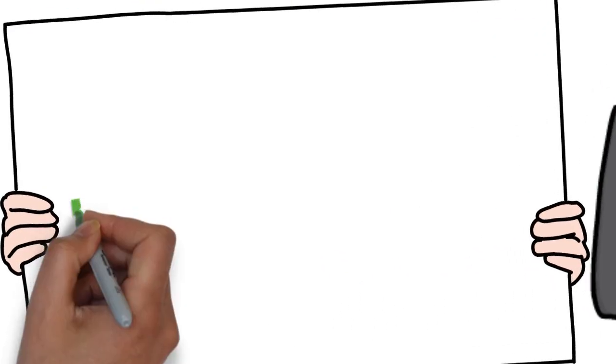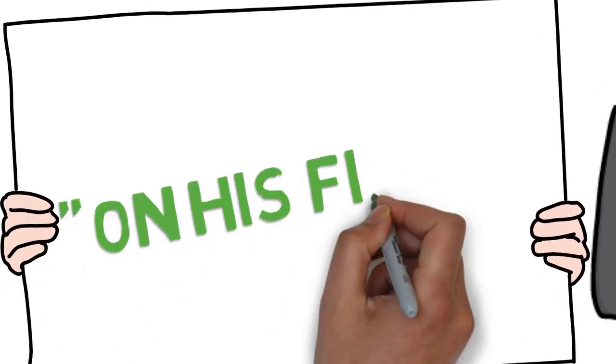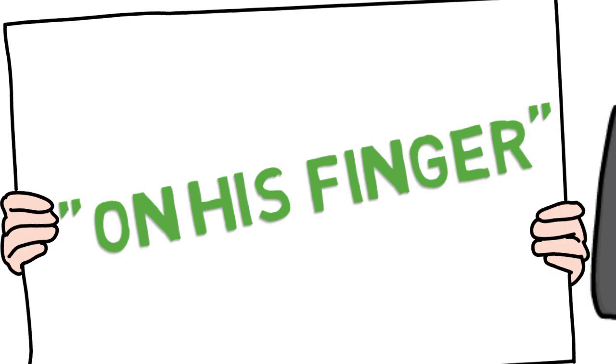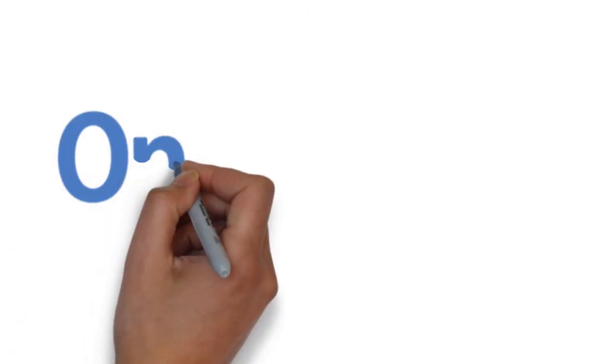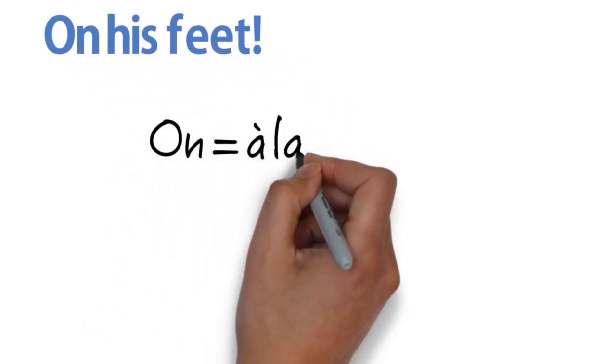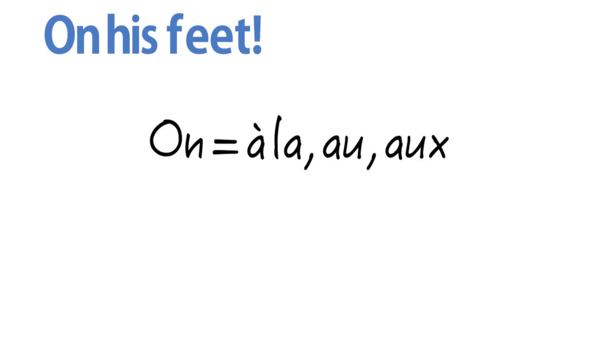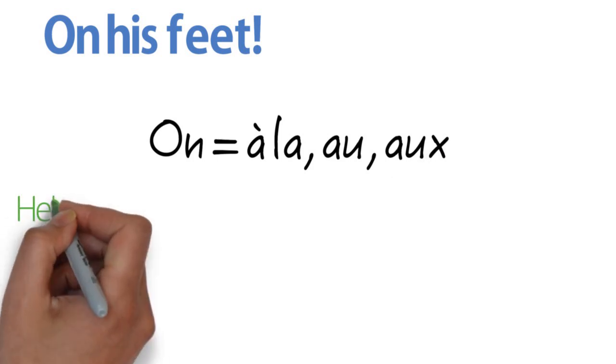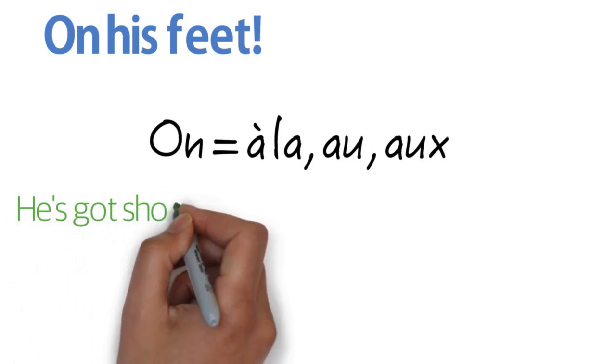In this video we are going to see how to translate the little word "on" in expressions like "on his finger", so with body parts. Let's start first with the expression "on his feet". So let's speak about feet, on his feet. "On" in French is not "sur" in this case. We use the expression "à la" or "au", and "aux" for the plural form, same pronunciation.